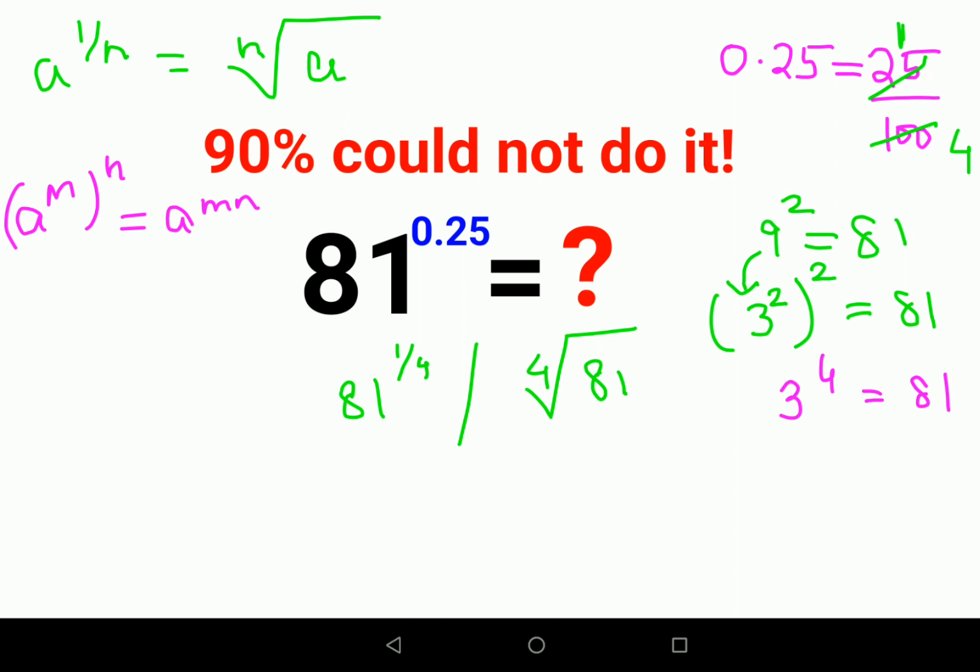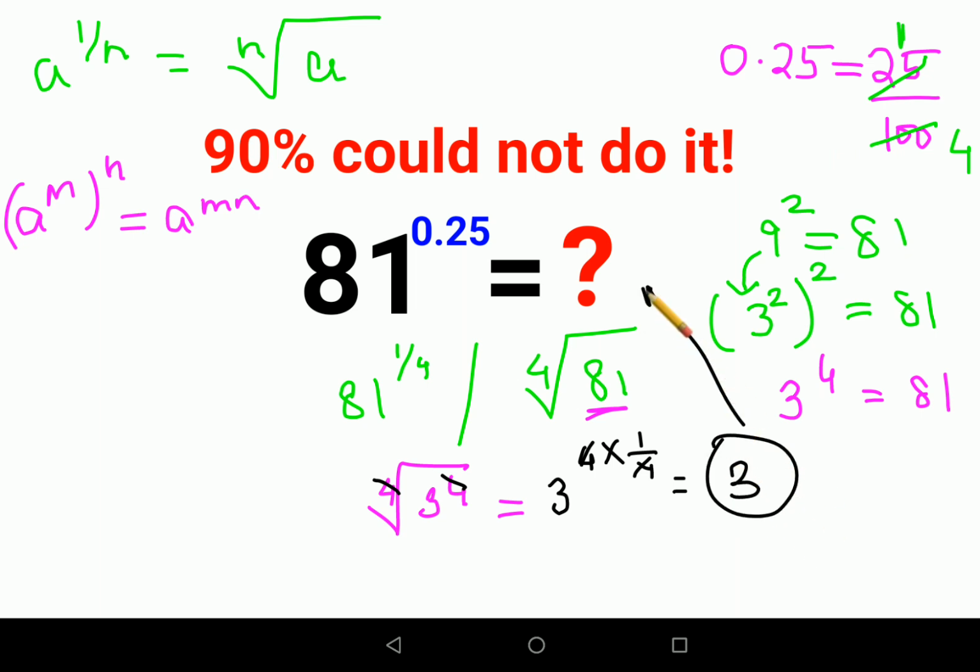Okay, so instead of 81 I can write this as the fourth root of 3 raised to 4, which is nothing but, see, the fourth root and the 4 get cancelled because it is eventually coming out to be 3 raised to 4 into 1 by 4, correct? So this and this cancel, so you're left with 3 raised to 1. So the answer is just 3 for this particular question.